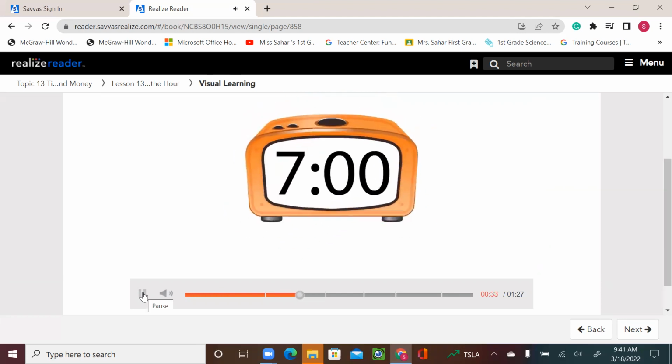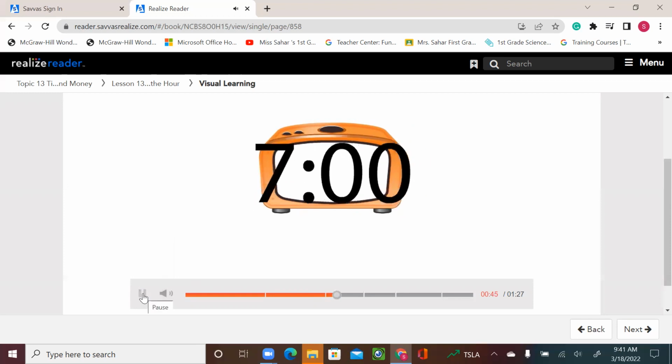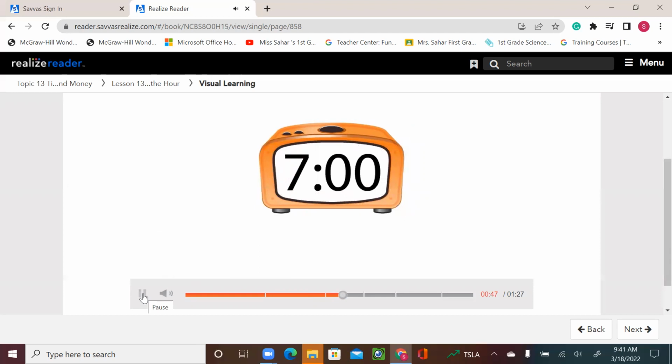This clock shows 7 o'clock another way. What looks different about this kind of clock? Think about it. We don't see the hour hand or the minute hand. They have dots and zeros instead. One difference is that this kind of clock has no hands.